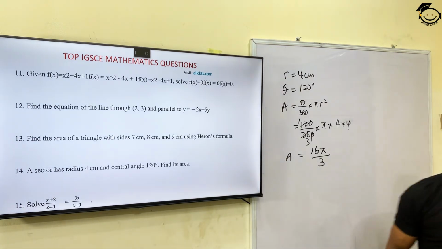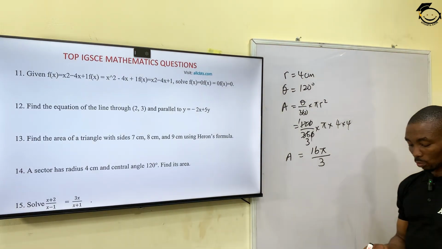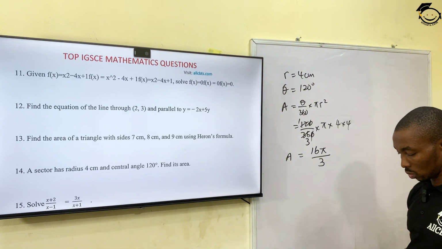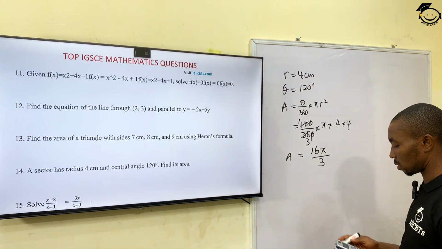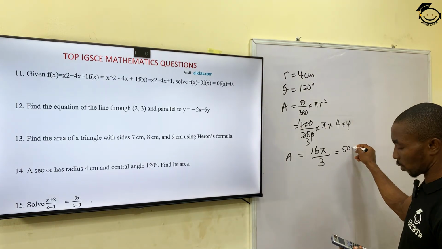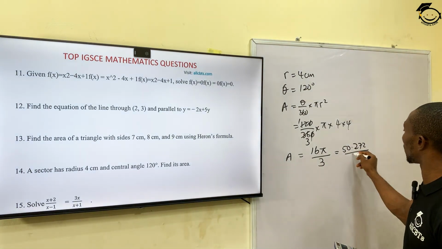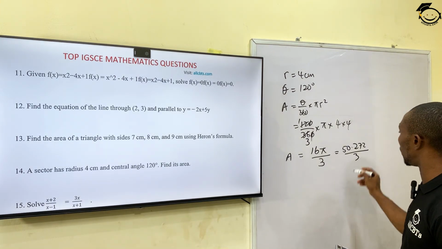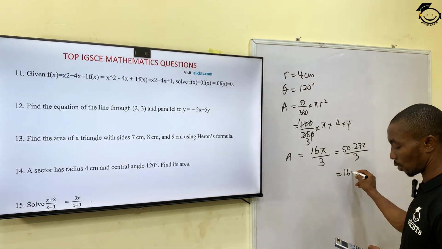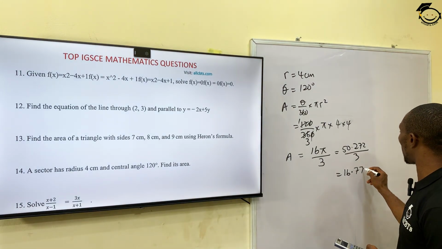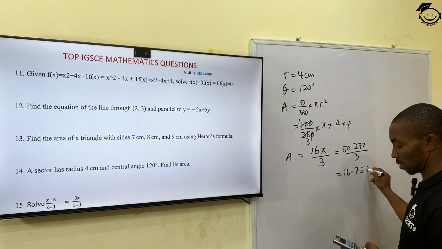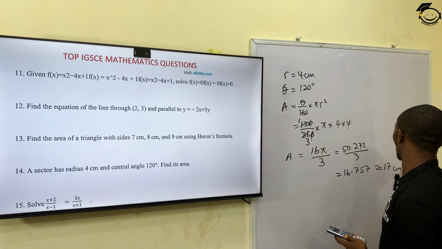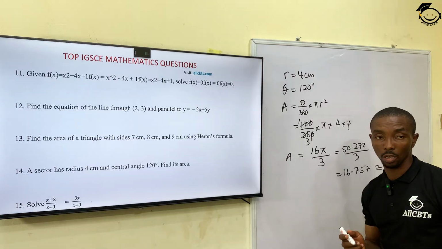All right, so if we find the value of pi, this will become 16 times 3.142, which will give us 50.272 divided by 3 would be 16.757, which is approximately 17 centimeter squared as our area.